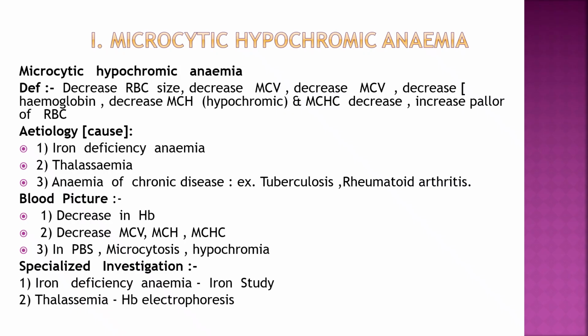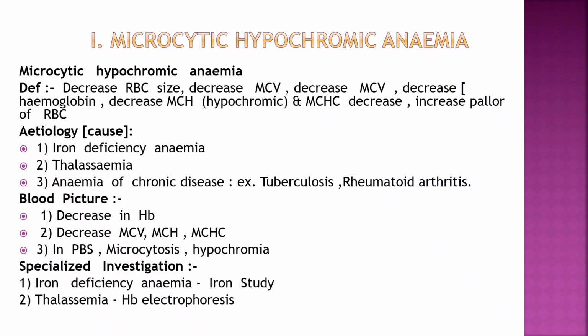The very common cause for this is iron deficiency anemia. Then it can be a genetic defect seen in a few children, that is thalassemia, and sometimes anemia of chronic disease like tuberculosis, rheumatoid arthritis. Then in the blood picture we can see decreased hemoglobin, decreased RBC indices like MCV, MCH, MCHC, and in PBS we can see microcytosis and hypochromia.